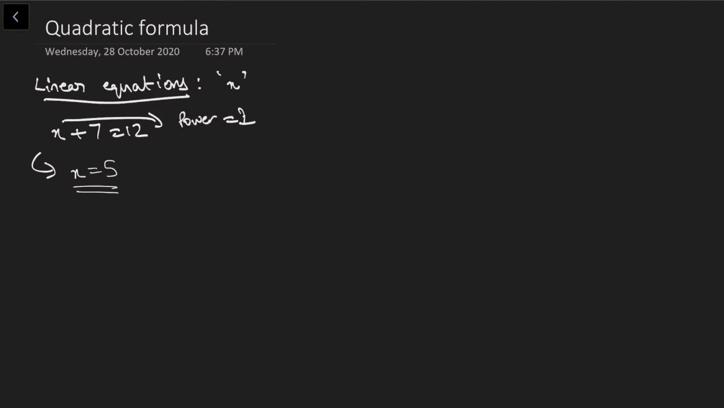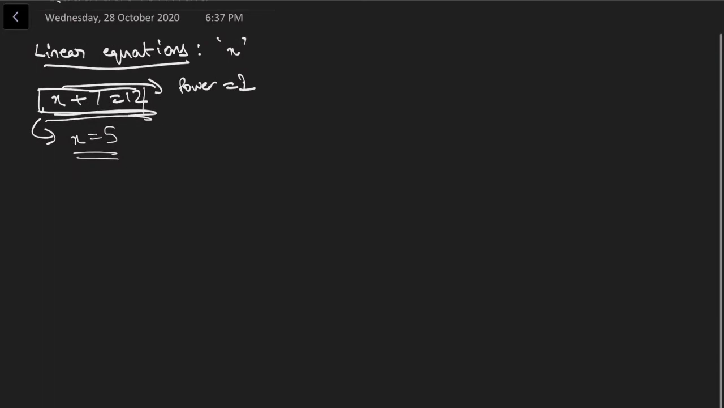And now you can see that there's only one solution to this equation. There's only one solution, that is x is equal to 5. So only when x is equal to 5 will this equation be valid. That's what a linear equation is.